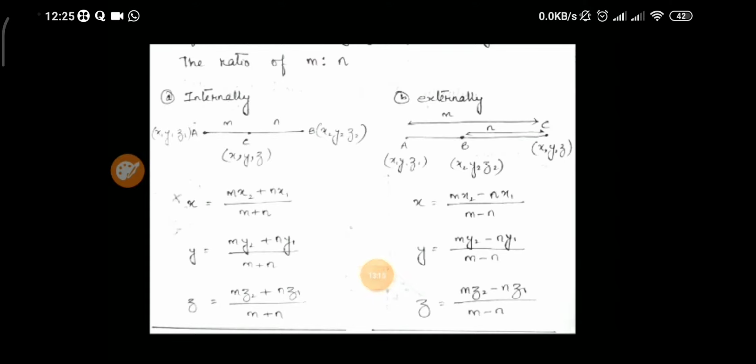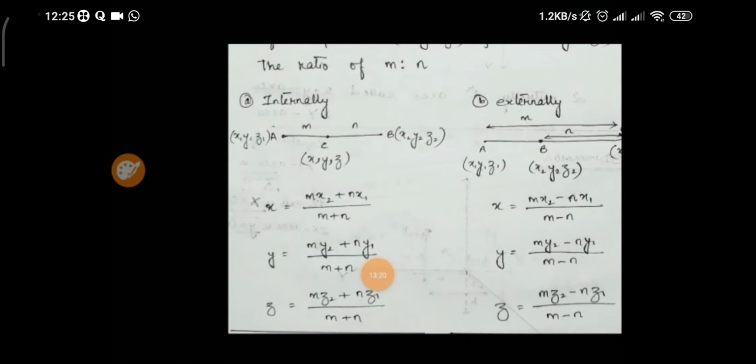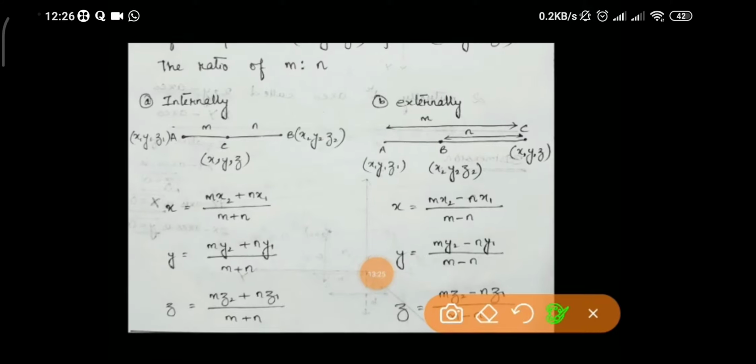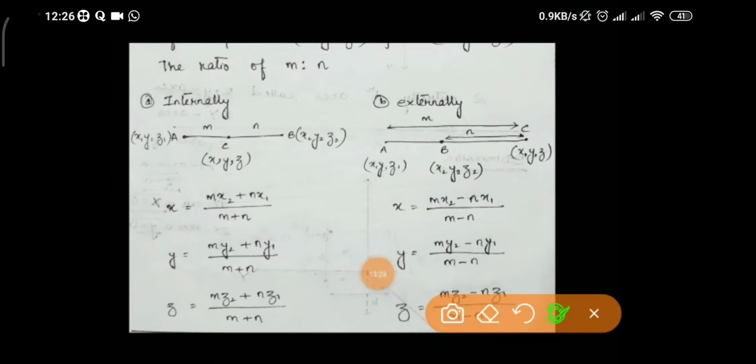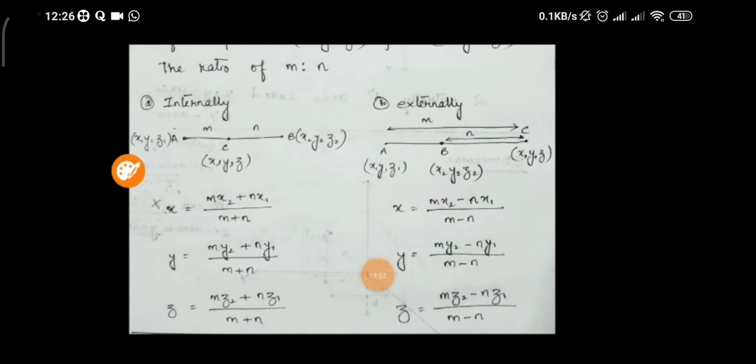Now externally means the lengths are in the ratio of m is to n. You can clearly see that this is the distance AB. So an external point, how can it divide? Here you don't think like it divides, just think that the distance of that point from A is m, and the distance from B to C is n. So think like that, it will be easier to understand.